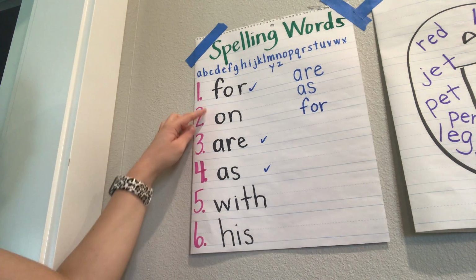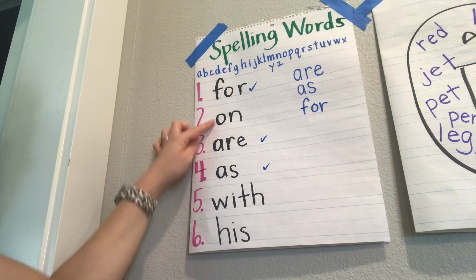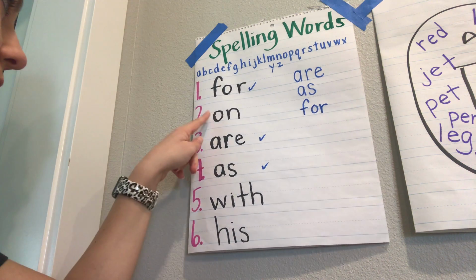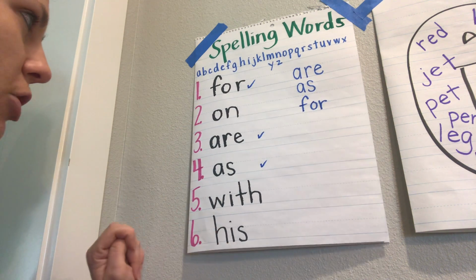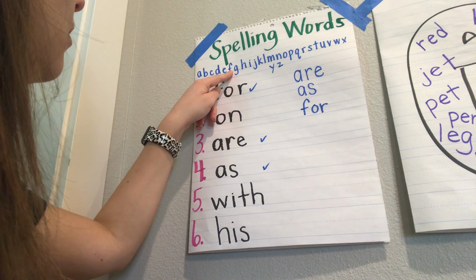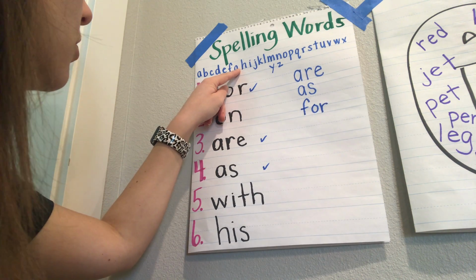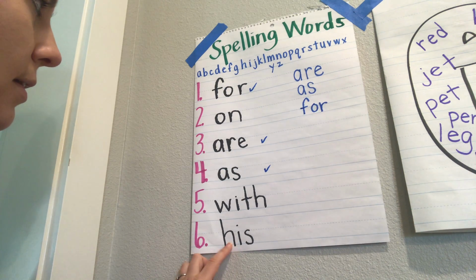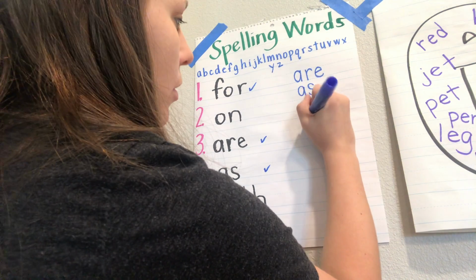All right, what are we left with? We're left with a word that begins with O, one that begins with W, and one that begins with H. Does O, W, or H come next in the alphabet? Well, let's see. We left off at F. We're looking for O, W, or H. There's H. H is next. So that means his is next in alphabetical order.